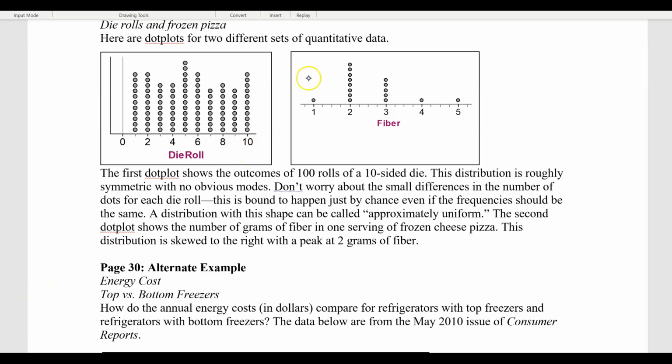Now we have a much smaller data set here of fiber in pizza, and this would be skewed to the right. I have a peak here at 2, and look, this tail drops off to the right, so we would say that that's a skewed right shape.